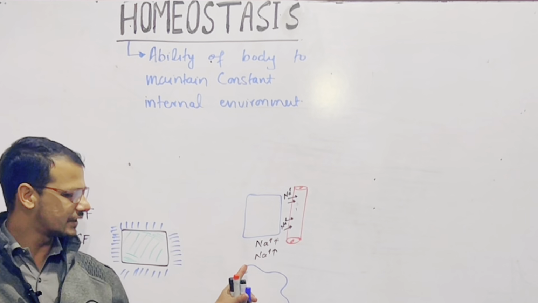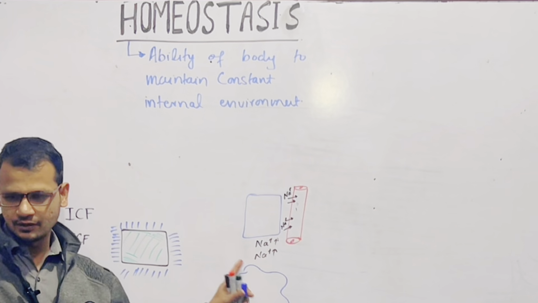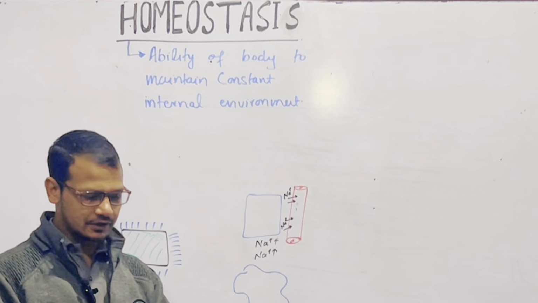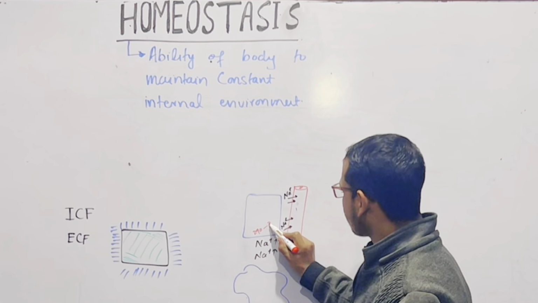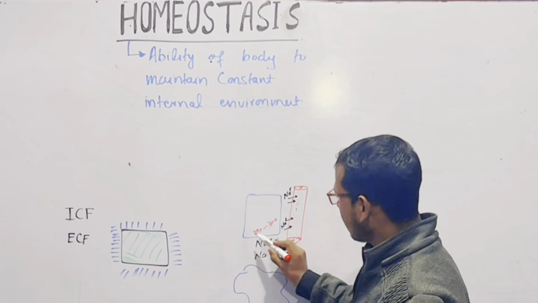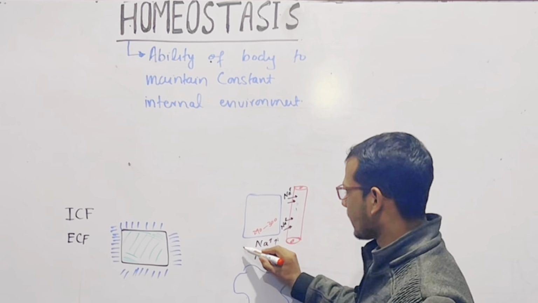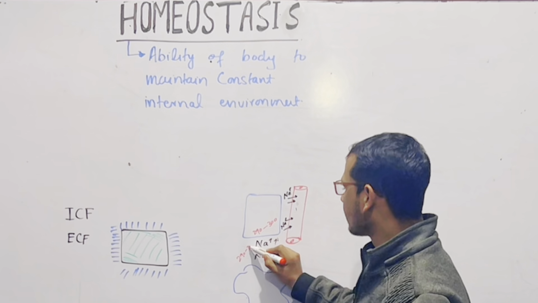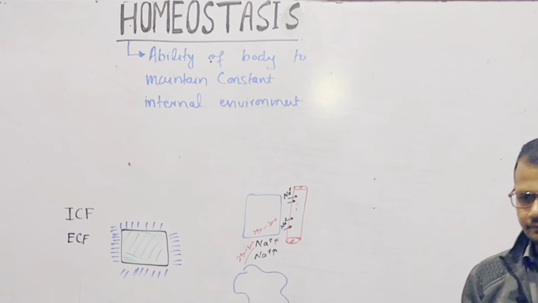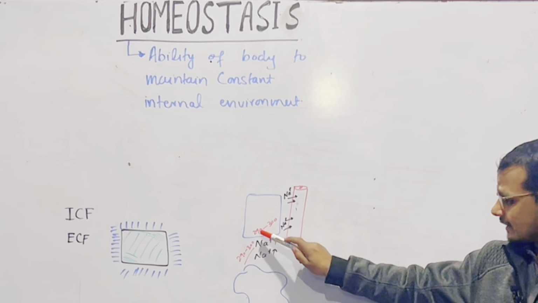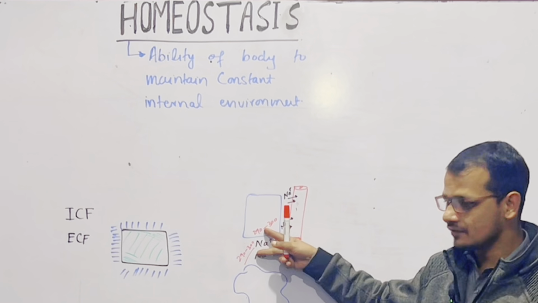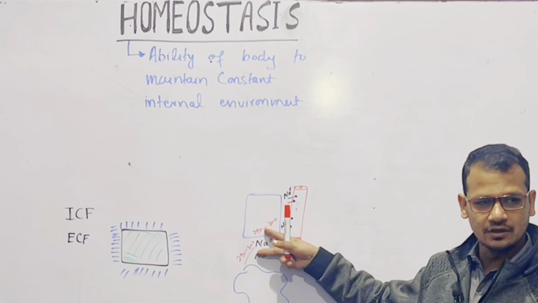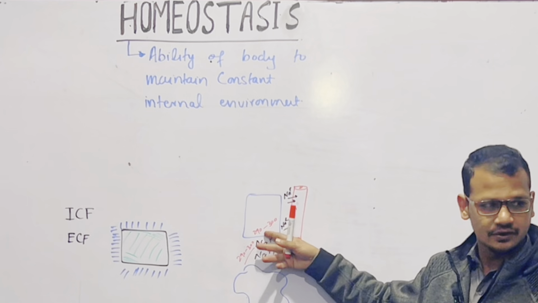There is a factor which is called osmolarity. Osmolarity is very important. Normal osmolarity of the cell is 290 to 300, and in the extracellular environment it is also 290 to 300. This is constant, and this is called homeostasis. How does the body maintain these values in intracellular fluids and extracellular fluids?